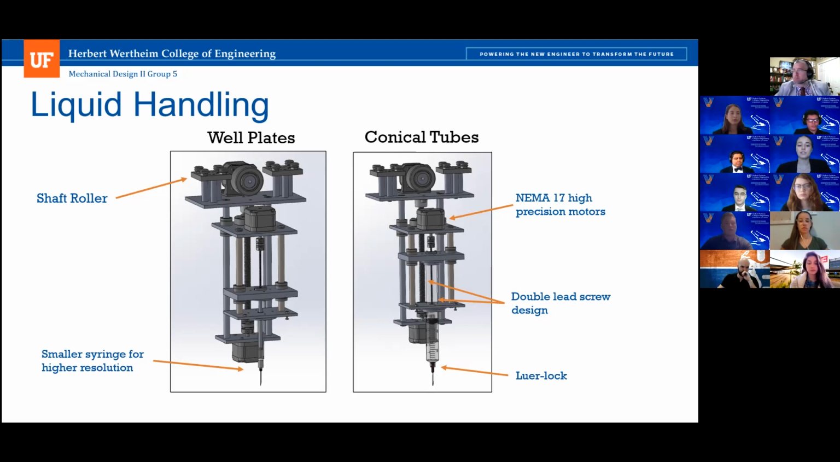Now, what makes the two subsystems different are the syringes that we used. So for the conical tube side, our syringe has a capability of dispensing 20,000 microliters. And then for the well plate side, it can dispense 2,500 microliters. And we did this because we found that for the larger syringe, we were only capable of having a resolution of 0.5 microliters for dispensing liquid. And we figured that in order to make our system more applicable for more experiments, we might want to decrease that. So for the well plate side, our syringe can dispense 0.6 microliters per step.